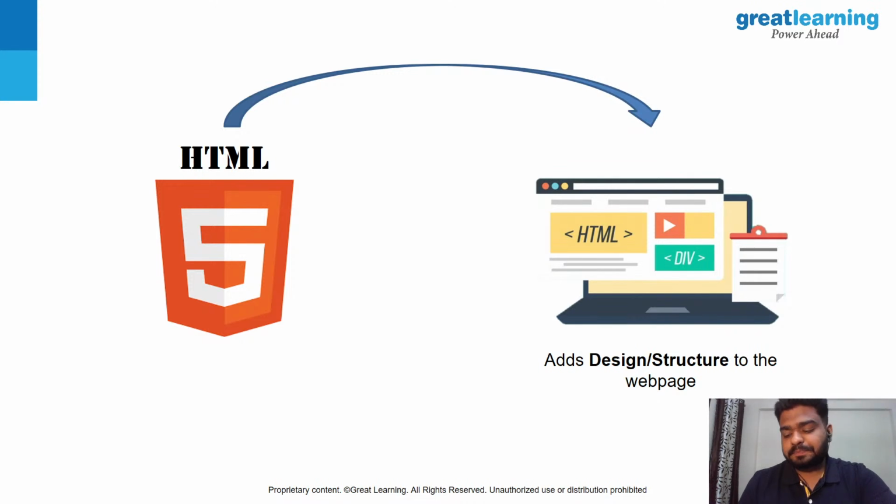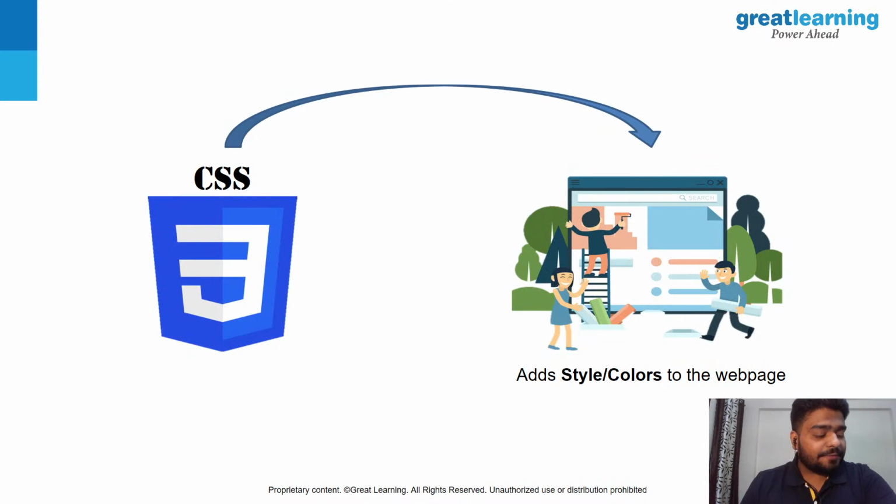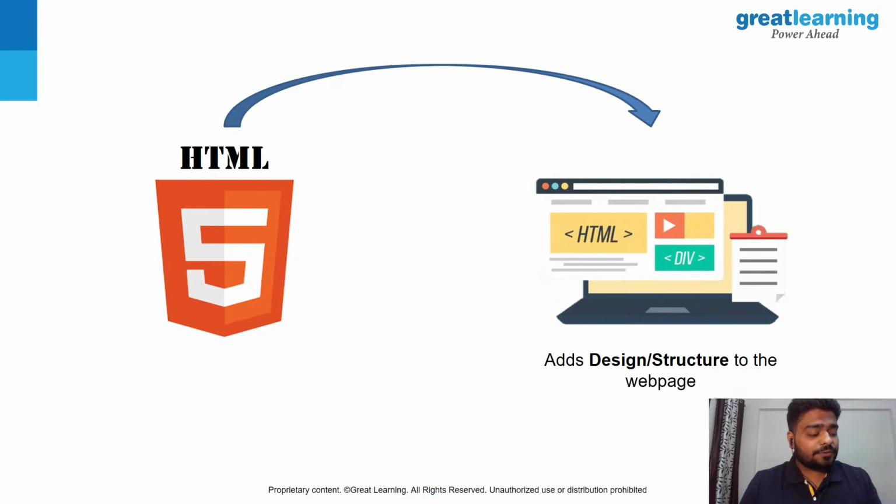What next? The next is we have CSS. CSS is also used for web development. This is used for styling the web page. Talking about HTML, it is used for designing. That means you can give a structure to your web page.